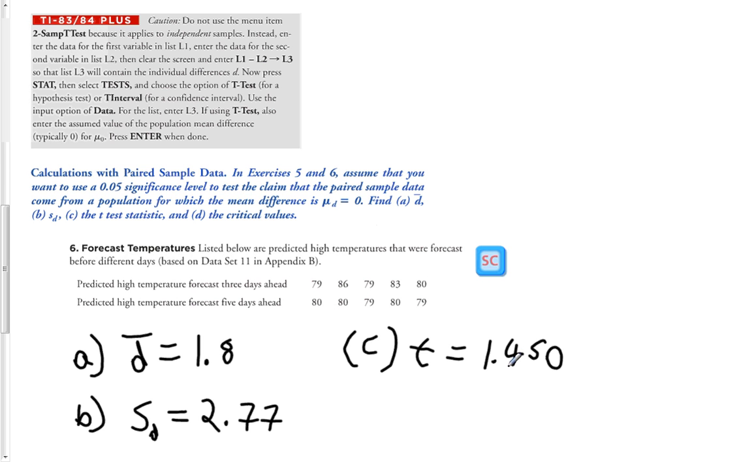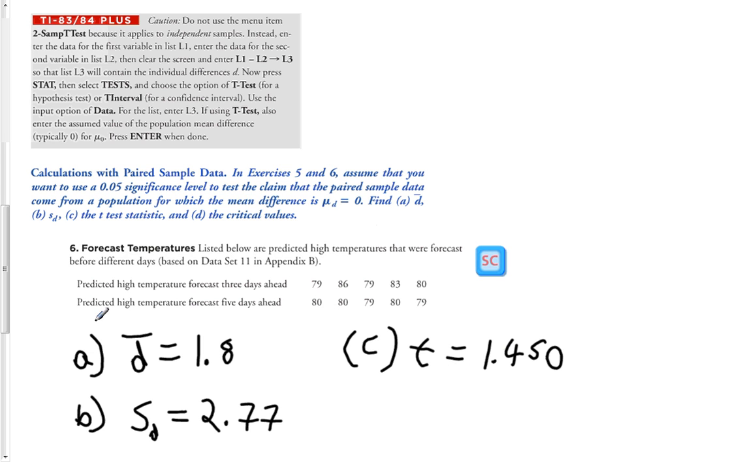But the critical values are found the same way as any other T critical values. To find a T critical value, we go to table A3. The degrees of freedom would be n minus 1. In our case, that would be 5 minus 1, or 4 degrees of freedom, and then we just go to the column that has 0.05 in two tails.